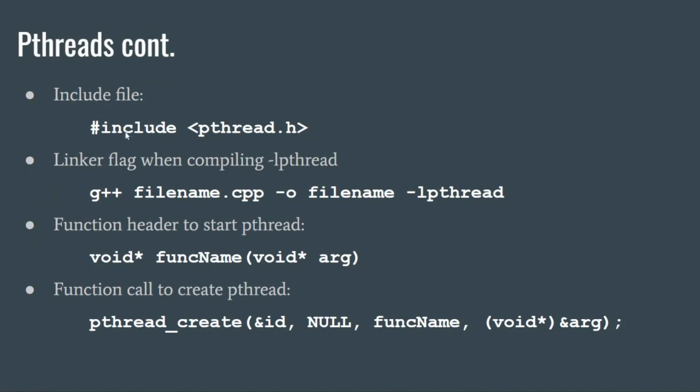To use pthreads, we need to include pthread.h in our C++. And whenever we compile this C++, we need to include -l pthread for C++ to recognize it. Function headers for pthreads are going to be void star functions with void star arguments. And to create a pthread, we just use pthread_create, the ID. The second parameter can be null. Then the function we will be passing to the pthread and the arguments for that function.